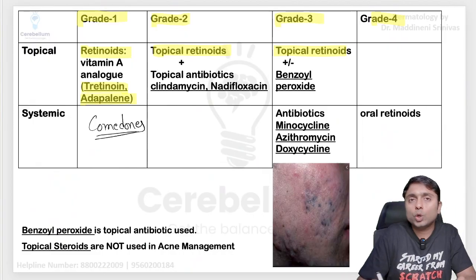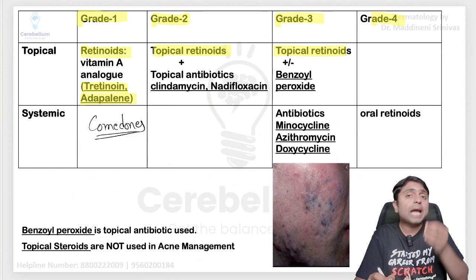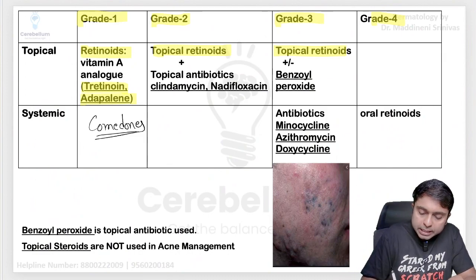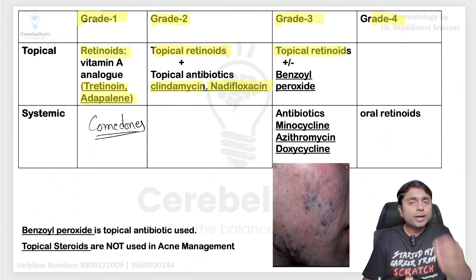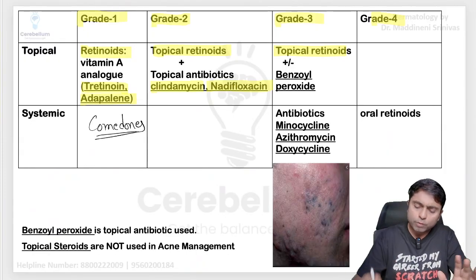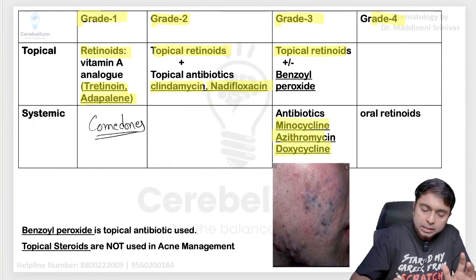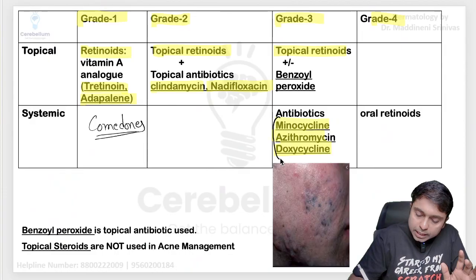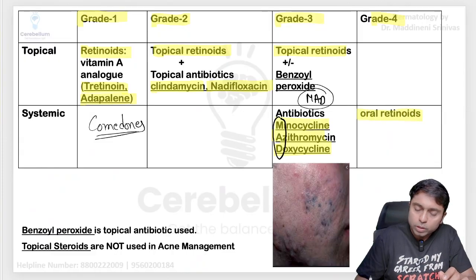Now coming to the grade 2, in the grade 2 topical retinoids will be continued and topical antibiotics are going to be added. What are the topical antibiotics? You can remember they are clindamycin and nadifloxacin. Whereas in the grade 3 acne, we are going to use topical retinoid, along with that we are going to use oral antibiotic like I have told you, minocycline, azithromycin and doxycycline. How can I remember this? MAD, if you see clearly, they are starting with MAD, minocycline, azithromycin and doxycycline, MAD. And in the grade 4 acne, I have already told you the treatment is going to be oral retinoid, which is isotretinoin.